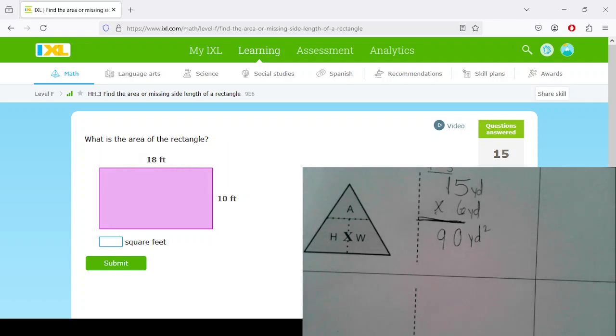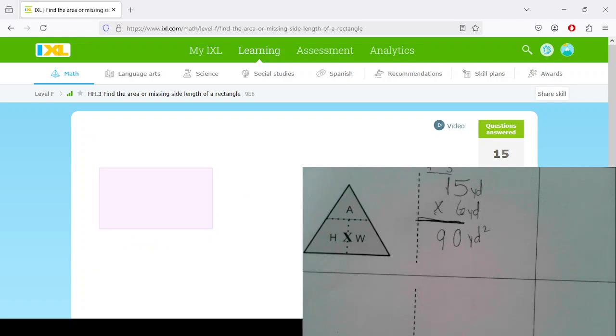The area of the rectangle, 18 feet times 10 feet. I'm not going to write this down. Any number times 10 is that same number with a 0 on the end. So 18, and then put a 0 on the end. 18 feet times 10 feet is 180 square feet.